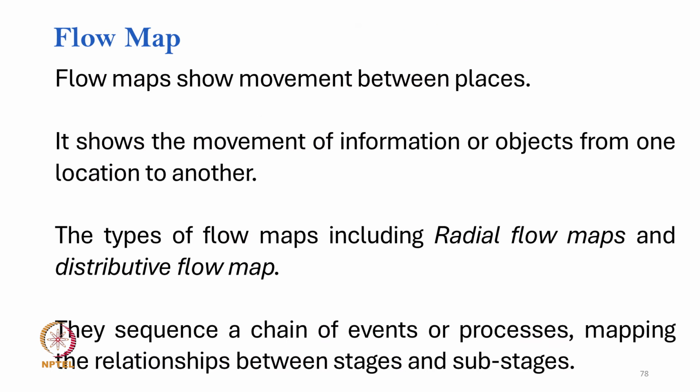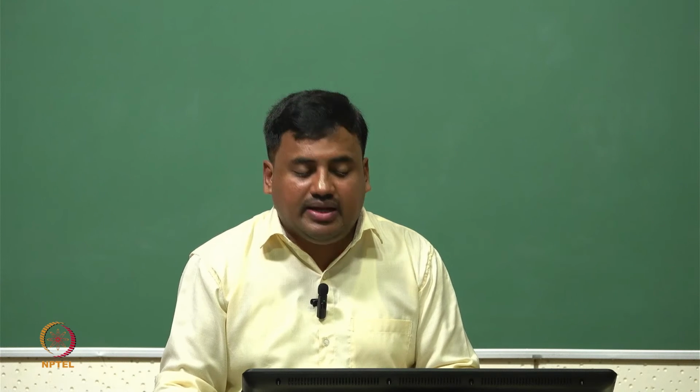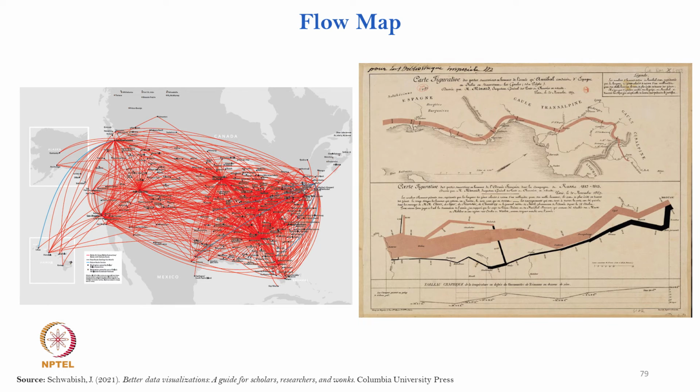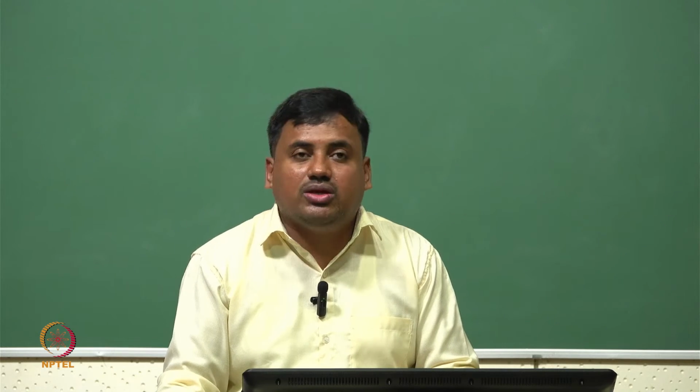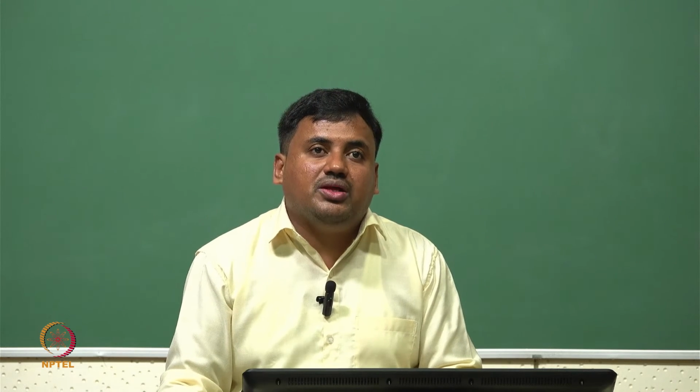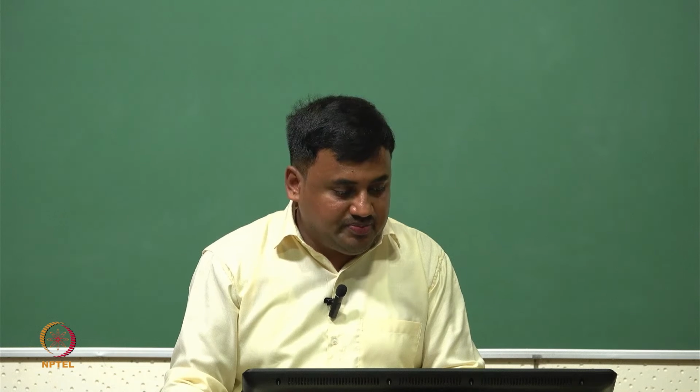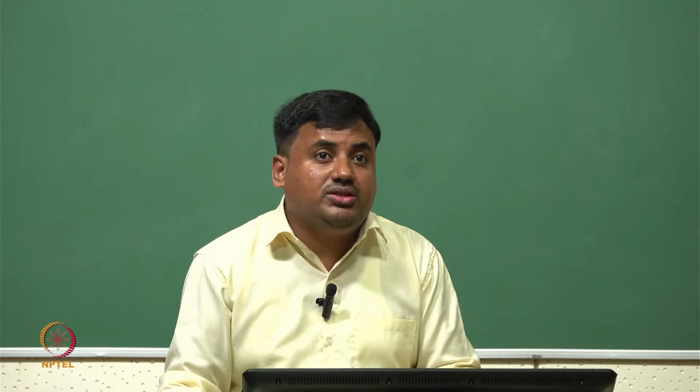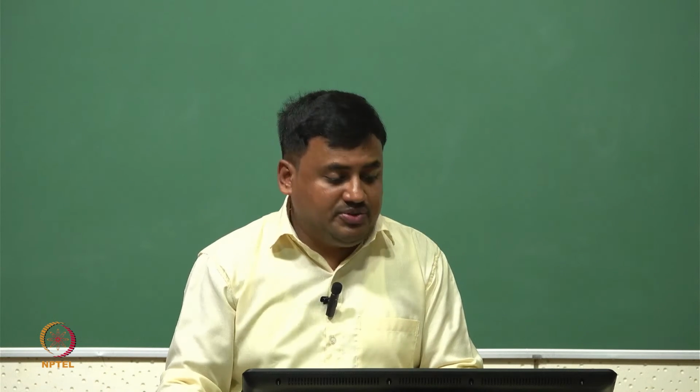Another type of map is the flow map. The flow map geographically shows the movement of information or objects from one location to another. There are different types of flow maps, including radial flow maps and distributive flow maps. They show a sequence or chain of events or processes, mapping the relationship between stages and substages. We use this kind of flow map regularly, like Google Maps, which we use to go from one place to another. Google Maps directions are one type of flow map.